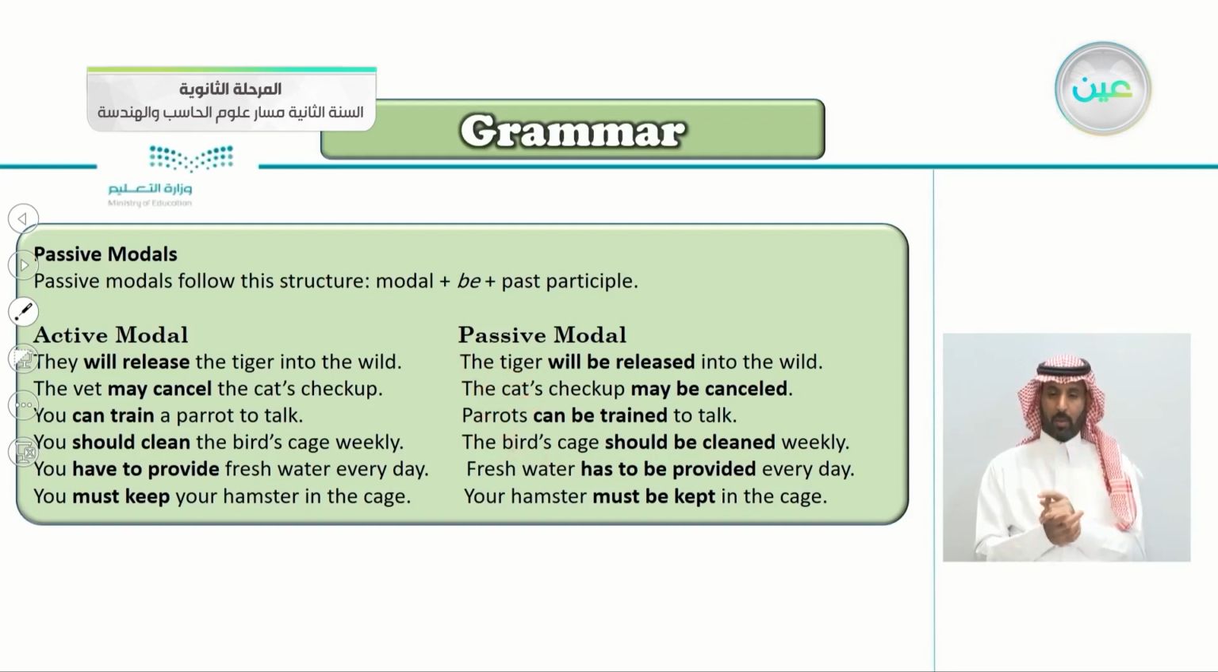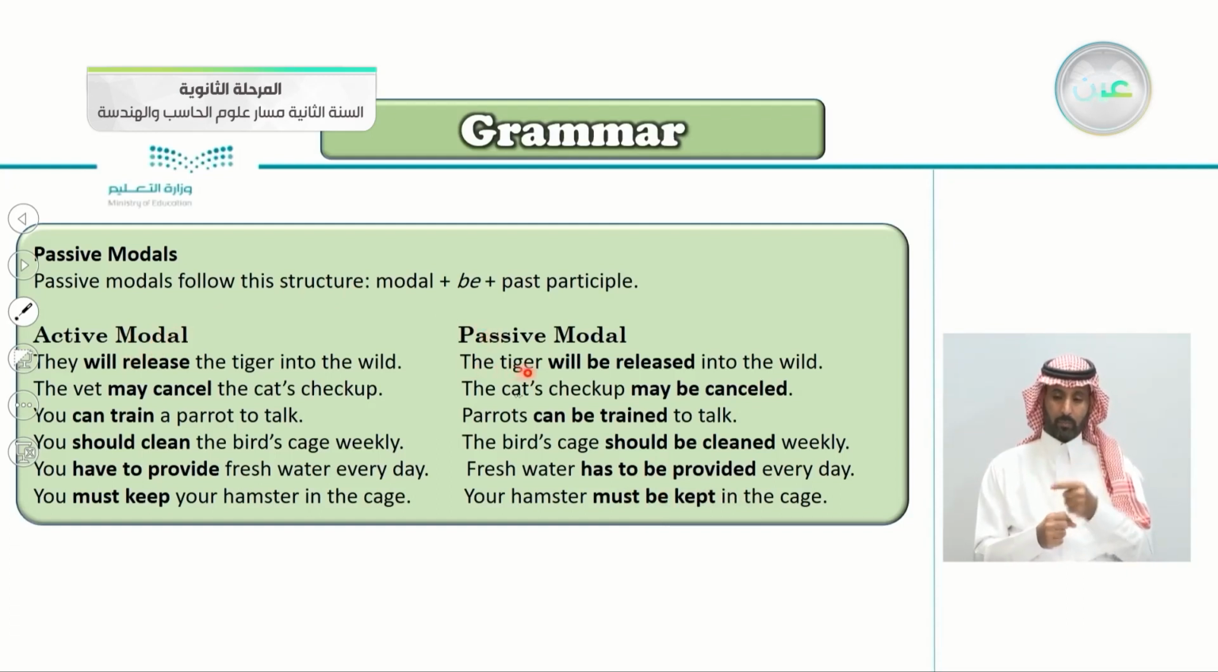You have to provide fresh water every day. So what's the object here? Yes, fresh water. So that's what we're beginning with. Fresh water has to be provided every day. You must keep your hamster in the cage. What's the object here? Yes, your hamster. That's what we're beginning with. Your hamster must be kept in the cage. So this is how we change an active sentence to a passive sentence.